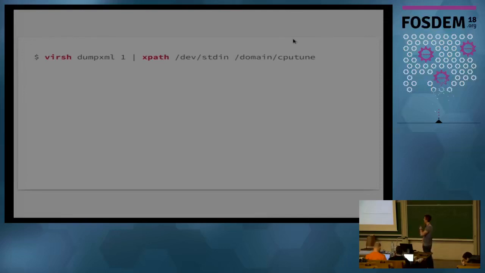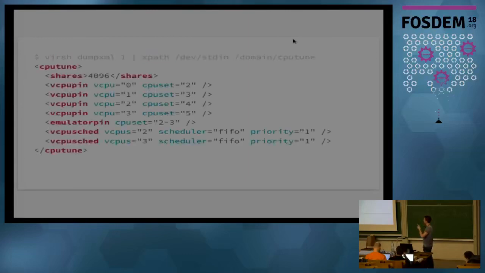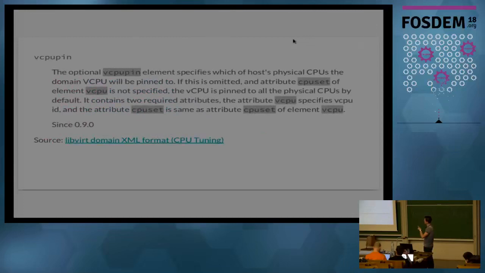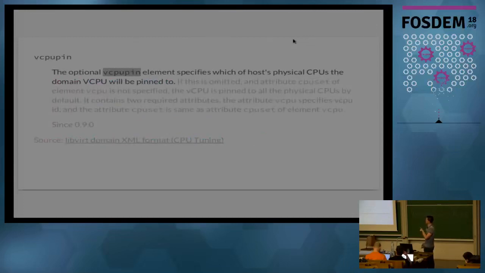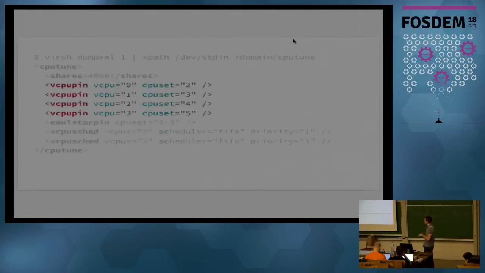If we look at just the CPU tune element, it specifies which of your host physical CPUs a given vCPU would be able to run on. So that CPU pinning that I was talking about, this determines that for you. There are two important attributes to note here. The first of these is the vCPU pin one and the vCPU scheduler one.